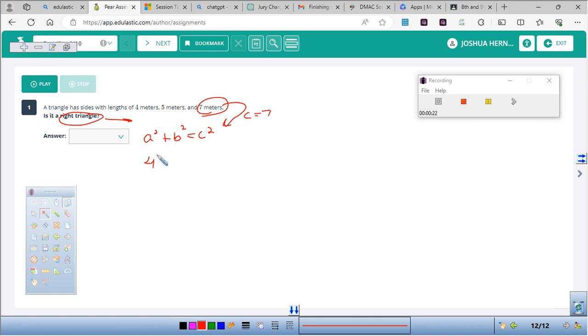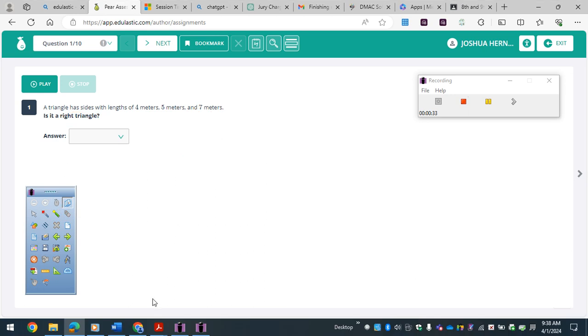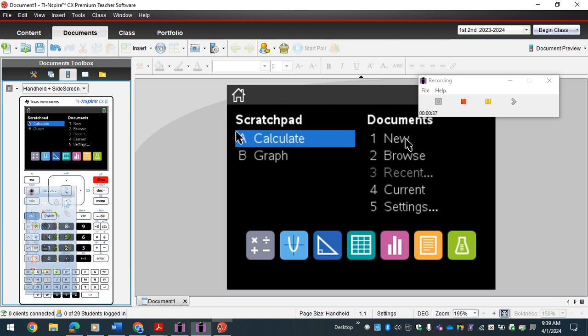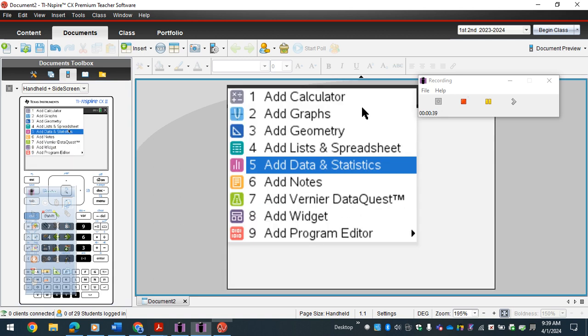So in this one, you go 4 squared plus 5 squared equals 7 squared. So messy. And put it in the calculator. So what you want to do is, hold on. So I got the calculator going. New document, don't try anything crazy. Just do that. Really easy.